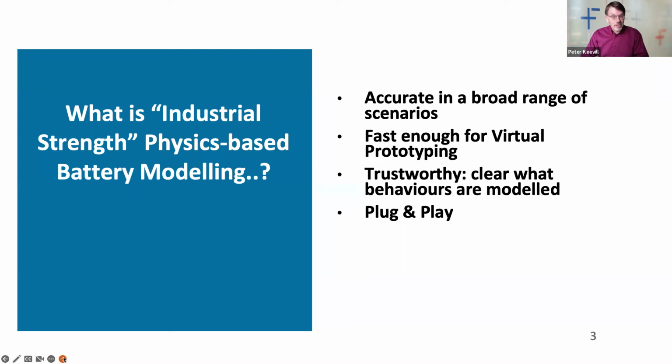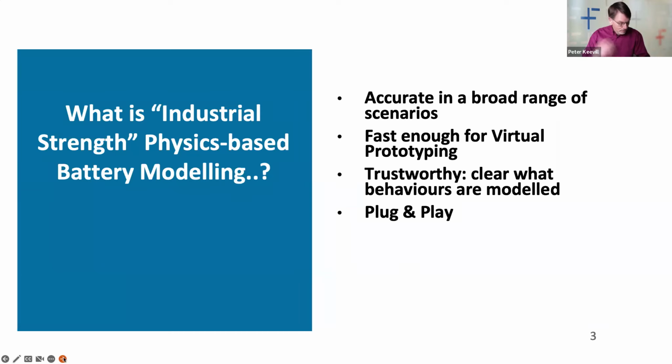It's trustworthy. A number of people commented on whether they really knew what was in the model, what behaviors were actually modeled. So this issue of trust came up a few times. Whatever we do, it needs to be clear what is modeled and what isn't. And finally, plug and play. We want a model that will just drop into our simulator and work. We don't want to have to do manual tweaks and fiddles and compensate for parameters that are expressed slightly differently or units that are a bit different.